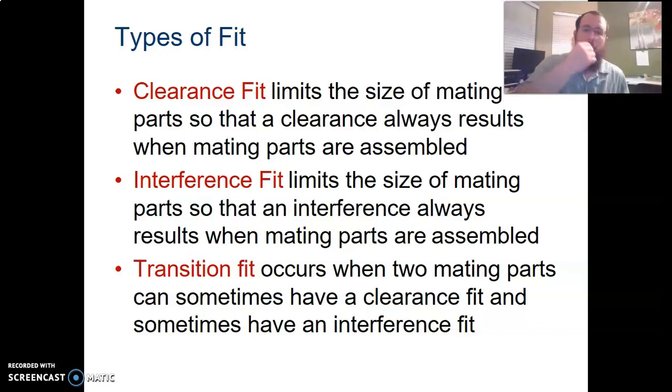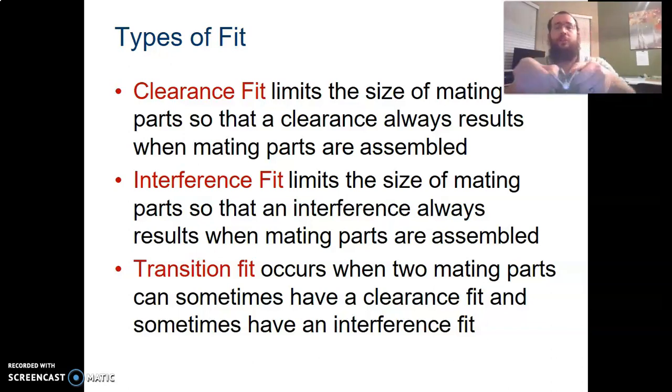A clearance fit limits the size of mating parts so that clearance always results when mating parts are assembled. Clearance means there's space, right? When you go to a clearance sale at a store, they're clearing out Christmas so they can bring in New Year's, then clearing out Christmas so they can bring in Valentine's Day. Clearance means there's space.